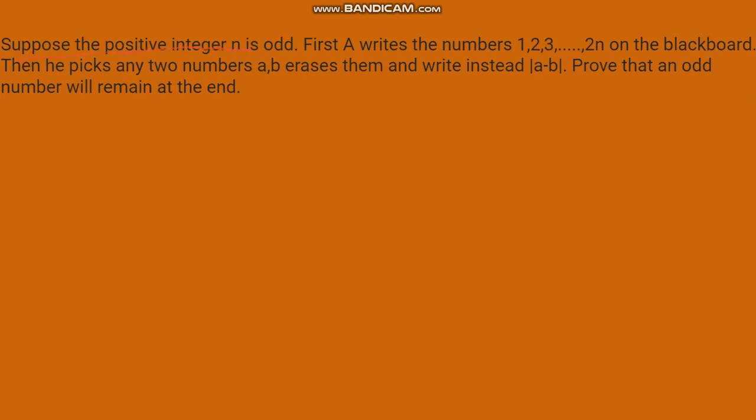Suppose the positive integer n is odd. First, a person writes the numbers 1, 2, 3, 4, up to 2n, not n, it's 2n, on the blackboard. Then he picks any two numbers a, b, erases them and writes the mod of a minus b. Prove that an odd number will remain at the end.